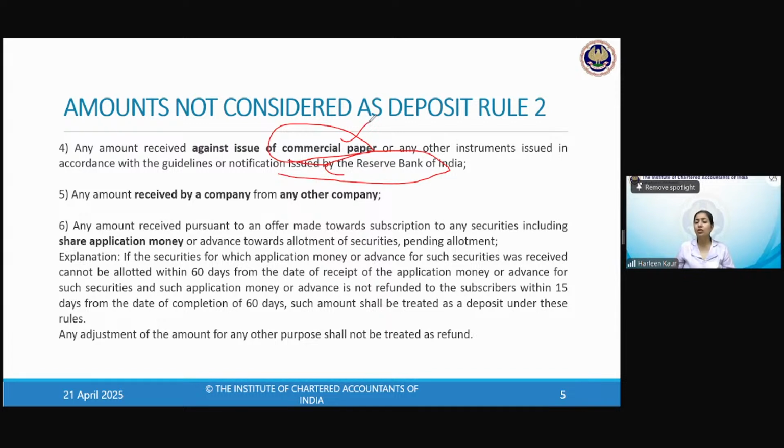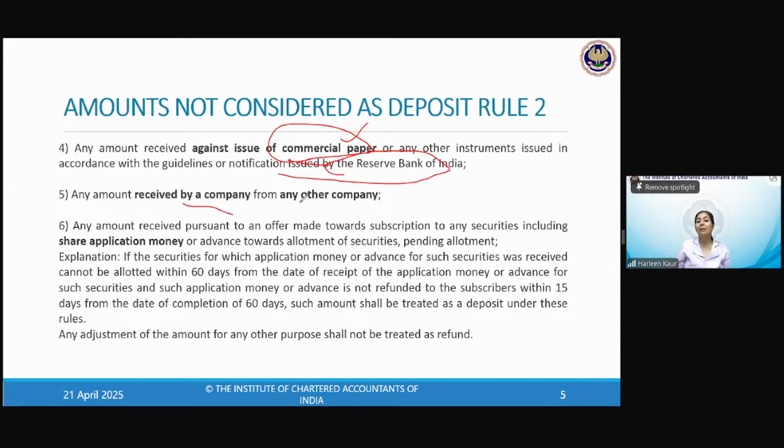Just for your general knowledge, commercial paper is a promissory note. So I have taken money from Mr. A and I have signed an unsecured promissory note in return that tomorrow I promise to pay you back your money. So you are giving a certain kind of promise that yes, you're going to repay the money. So that is a commercial paper. So if money has been received against such commercial papers, then it is not a deposit. Clear?